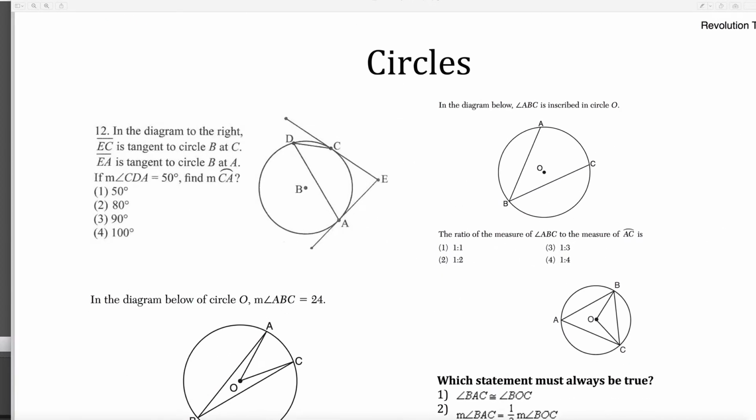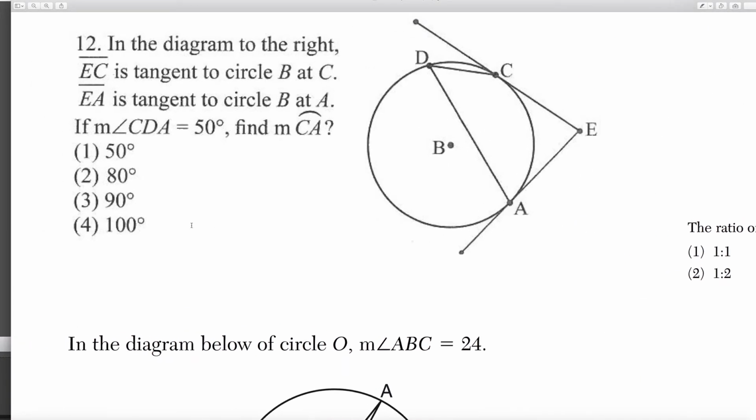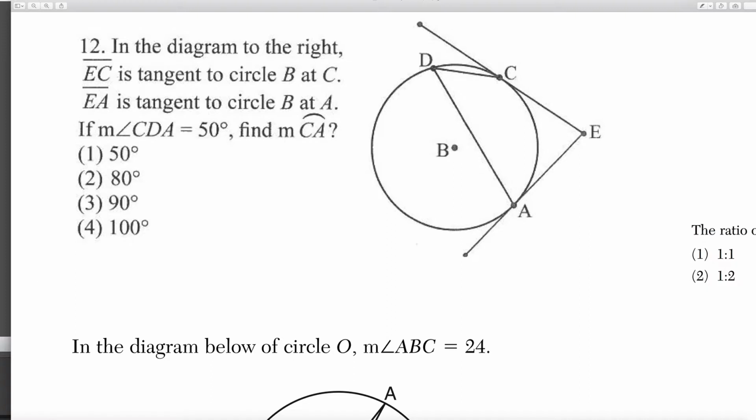Now, when we get to this next example, they tell you that EC is tangent to the circle at BC. We didn't say this out loud, but tangent is actually not relevant here. EA is tangent, also doesn't matter. They tell us angle CDA is 50, and they want to know what arc measure CA is, so it would be 100. That should be very, very simple.